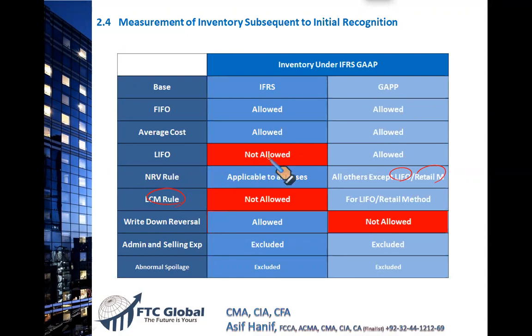IFRS does not allow LIFO. So remember, gentlemen, NRV rule is applicable on all bases under the IFRS, but under US GAAP, NRV rule is not applicable on LIFO and retail method. Then what do we use for LIFO and retail method? For LIFO and retail method, we have a separate rule called the LCM rule, which we are going to discuss in our subsequent slides. And this LCM rule is not allowed under IFRS.